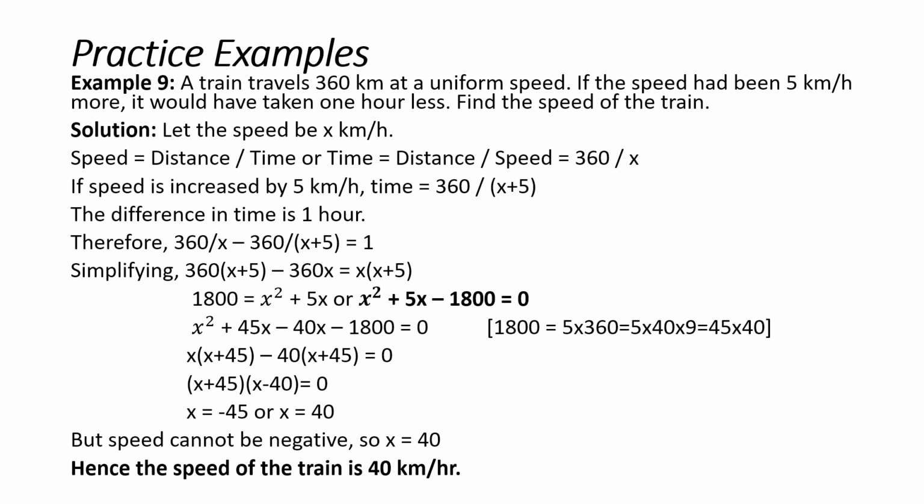Equate both the factors to 0. So we get x is minus 45 or x is 40. But we know speed cannot be negative. So x is 40. Hence the speed of the train is 40 kilometers per hour.